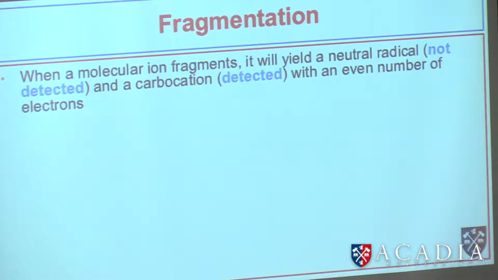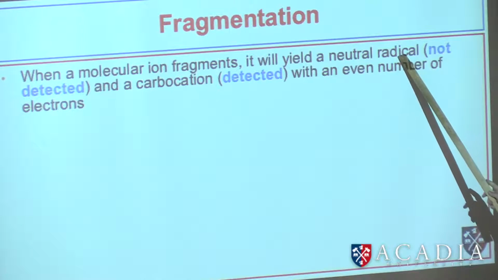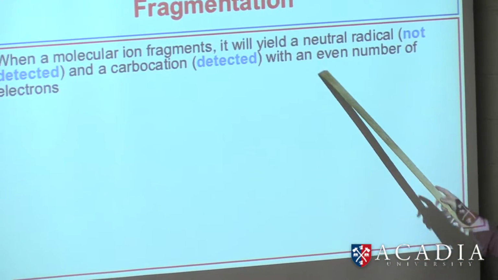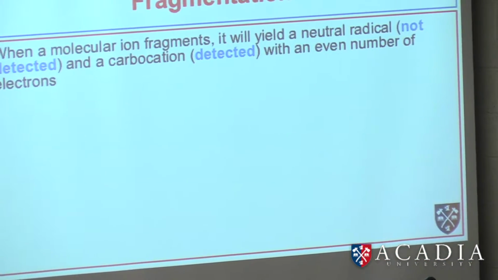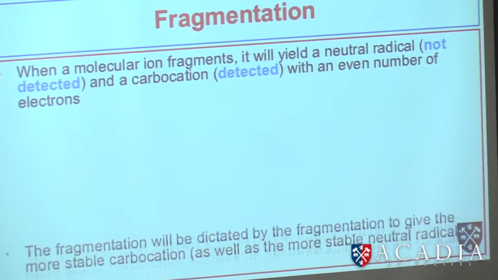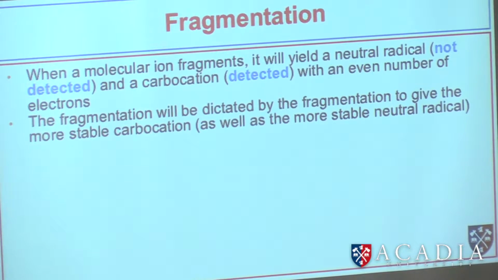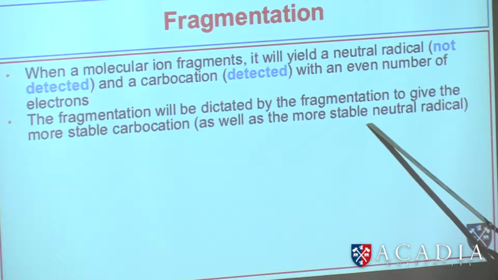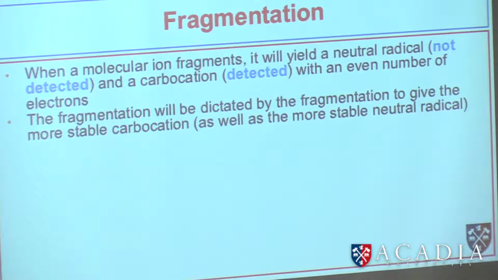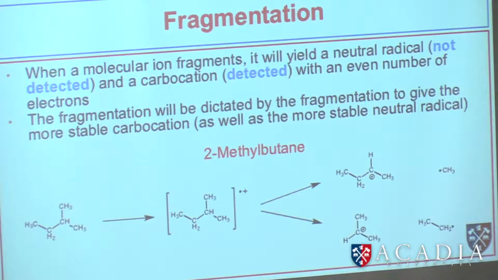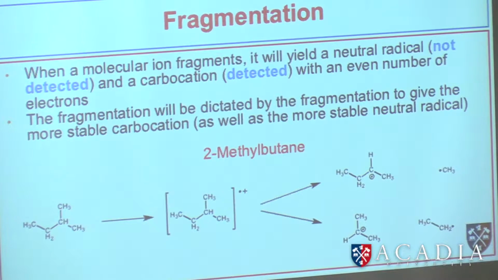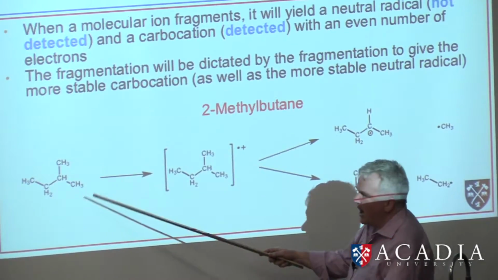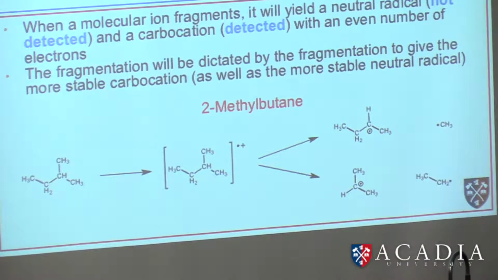So when a molecular ion fragments, it will yield a neutral radical, which is not detected, and a carbocation, which is detected because it has an even number of electrons and it has charge, so we can see it. The fragmentation will be dictated by the more stable carbocation as well as the more stable neutral radical. And I just want to give you an example here, where we can actually get some different fragmentation patterns. So this is 2-methylbutane. When we knock the electron out, this is our molecular ion.